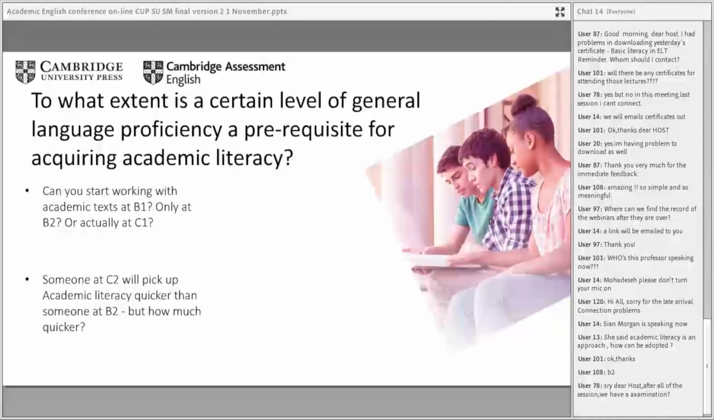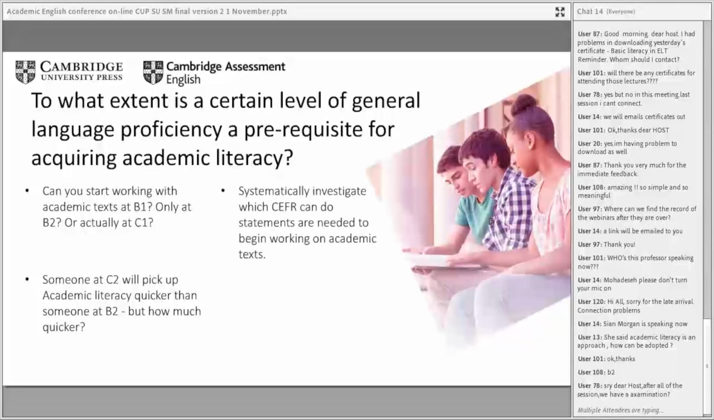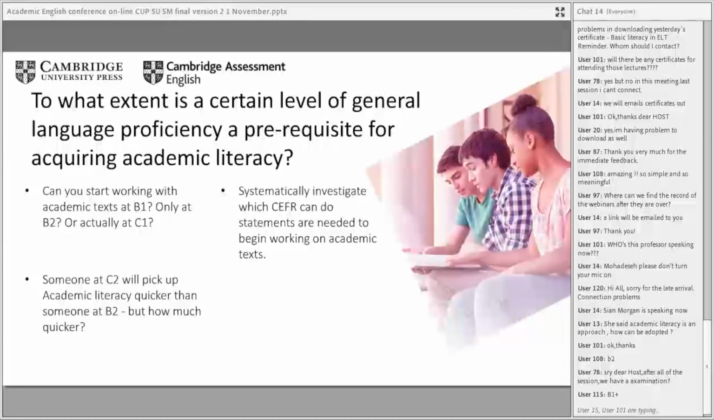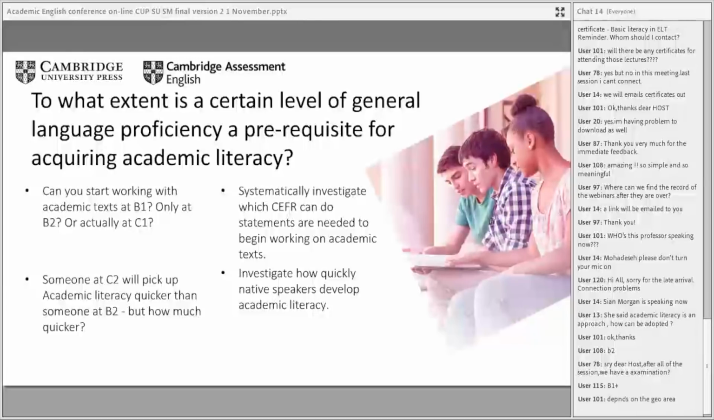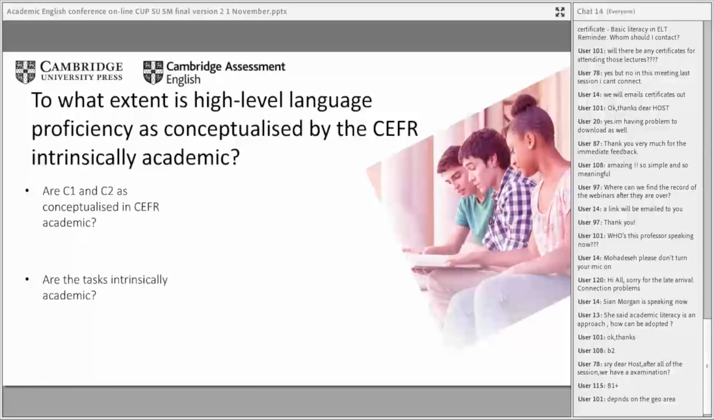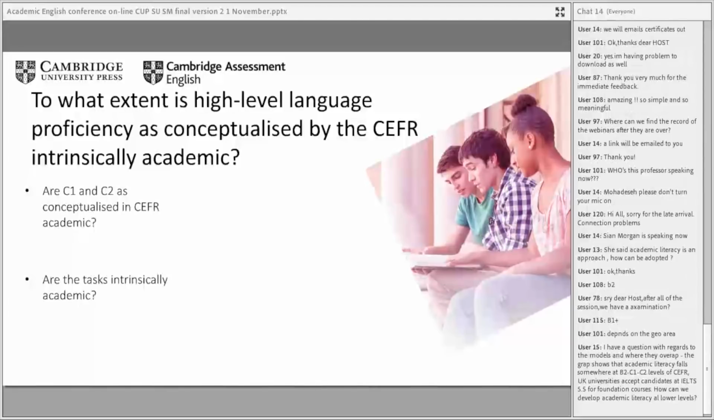Then we have disciplinary differences. Do humanities courses require higher starting levels than scientific subjects? These are all questions which could be informed and supported by empirical studies. For example, a systematic evaluation of the CEFR can-do statements by discipline experts and study skills tutors might shed some light on this. It might also be worth comparing the development of native speakers and non-native speakers at a range of GLP levels in an academic context.